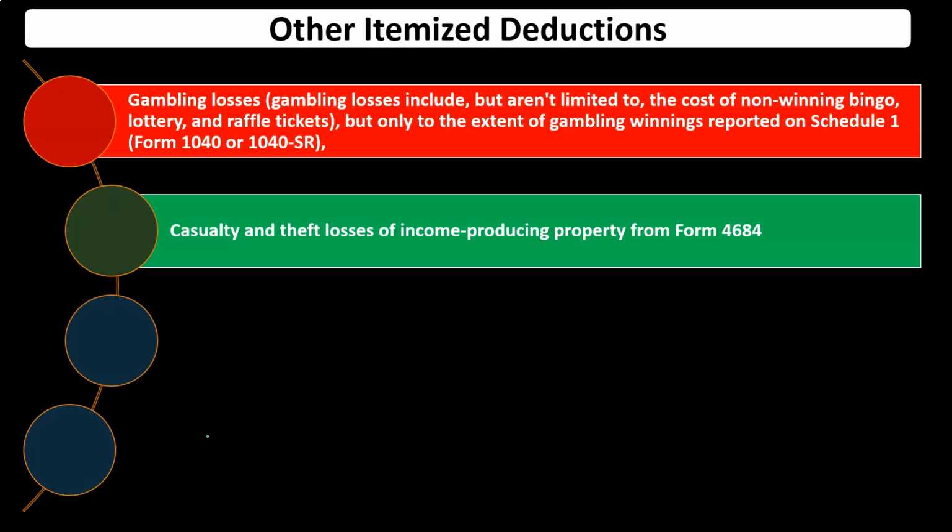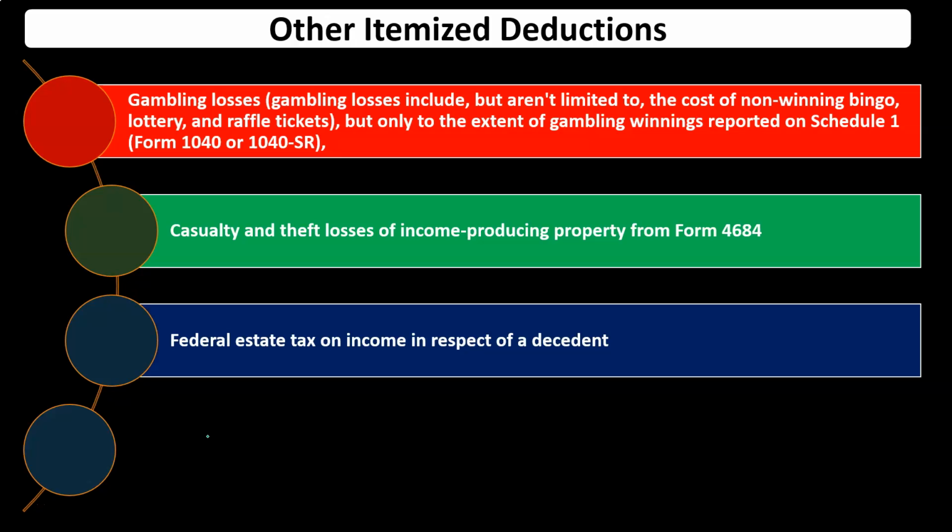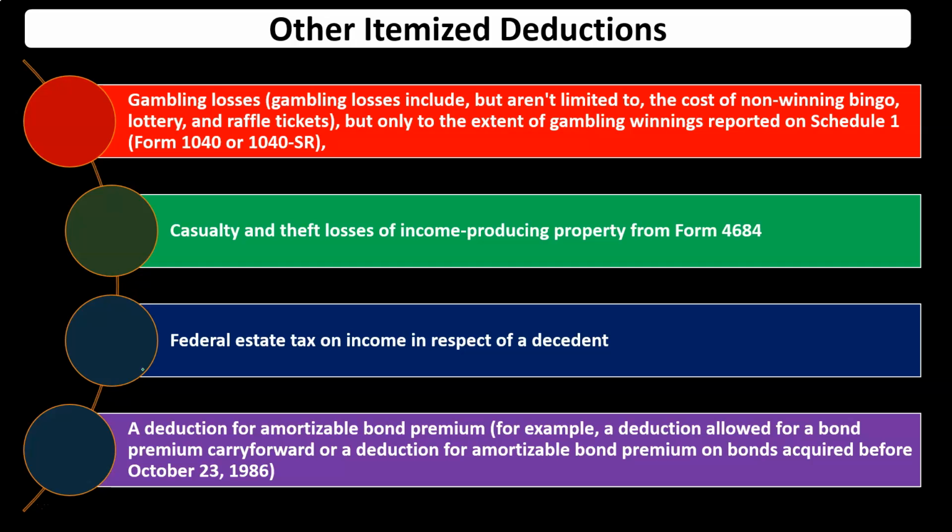So then we have the casualty and theft losses of income-producing property from Form 4684. We have the federal estate tax on income in respect of a decedent. So this is kind of an unusual situation. The estate tax, remember, is like the death tax. Someone dies and they tax them, right? So if you have the federal estate, and that would only happen if their income or whatever was over a certain threshold and so on. But in that kind of situation, you could have a deduction for the federal estate tax on income in respect of a decedent. So the tax of the income.